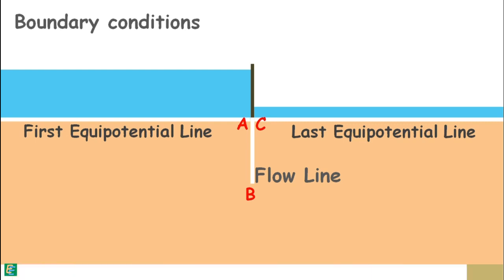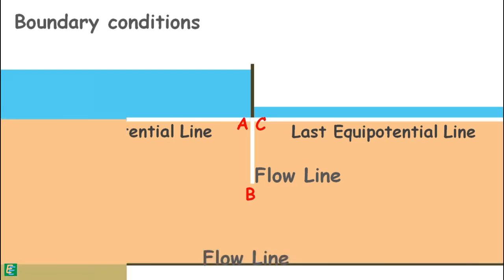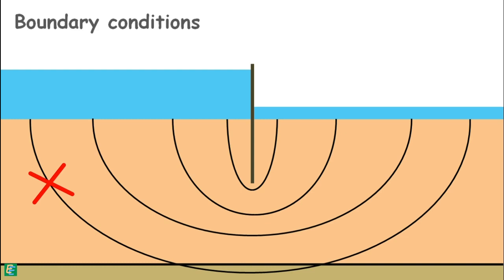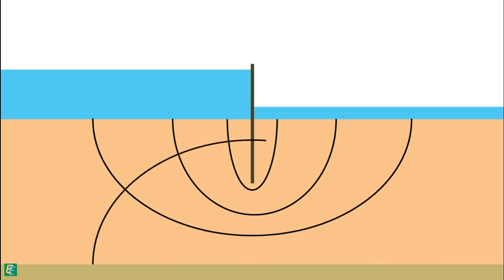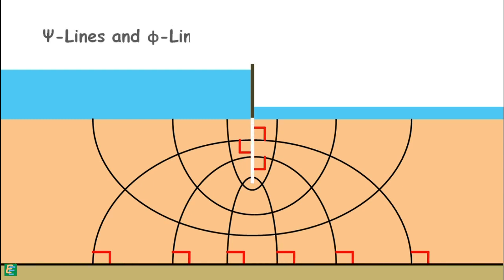The fourth boundary is the impermeable surface. Water molecules cannot cross it. This line is also a flow line, as the water will flow along this surface from this side to this side. While drawing a flow net, we also need to keep in mind that no flow line can intersect the impermeable boundary, as the impermeable boundary is itself a flow line. For the same reason, all equipotential lines must meet the impermeable boundaries at right angles, because impermeable boundaries are flow lines and flow lines meet equipotential lines at right angles.